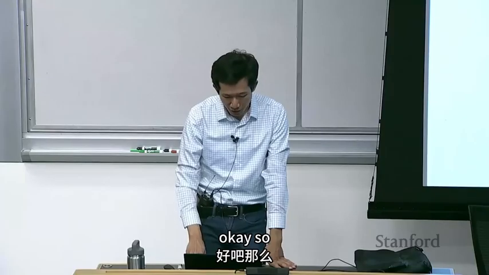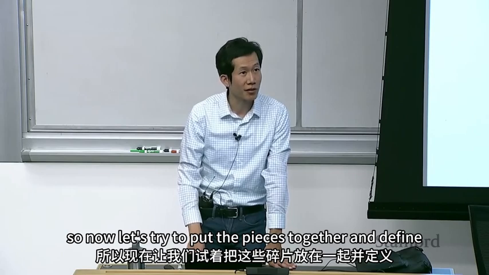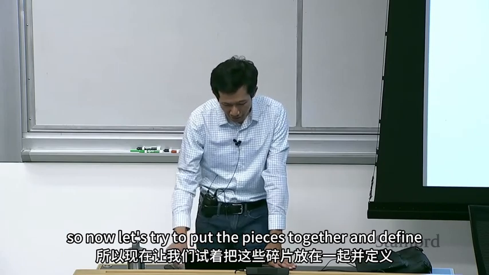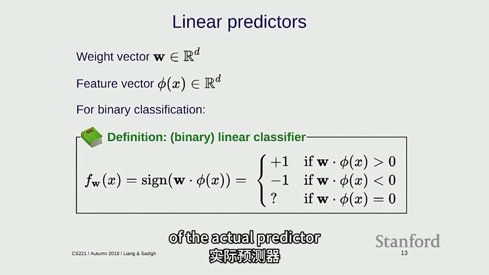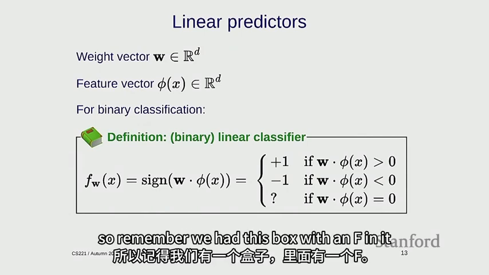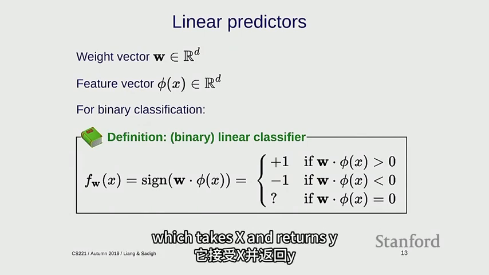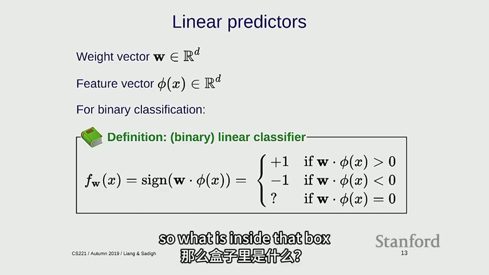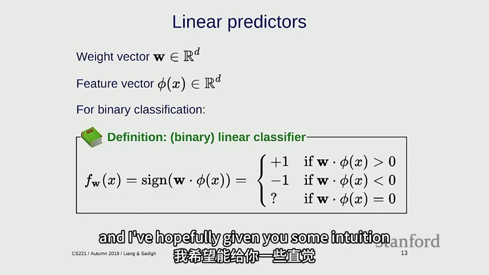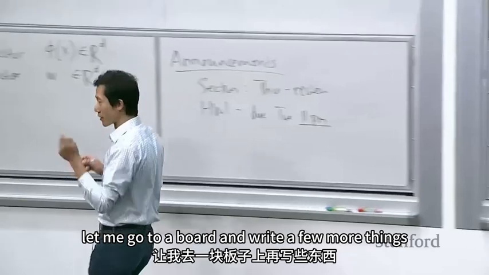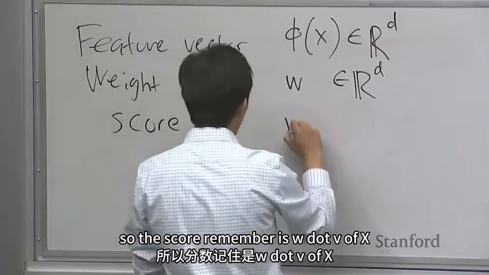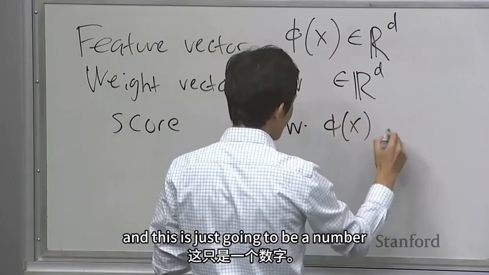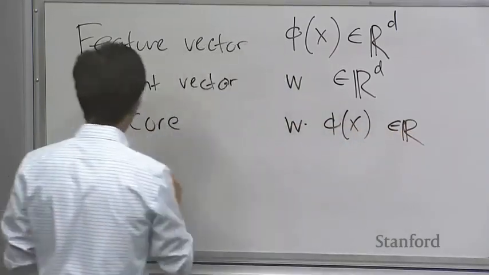Okay, so now let's try to put the pieces together and define the actual predictor. Remember we had this box with an f in it, which takes x and returns y. So what is inside that box? I've hopefully given you some intuition. Let me go to the board and write a few more things. So the score, remember, is w dot phi of x. And this is just going to be a number.